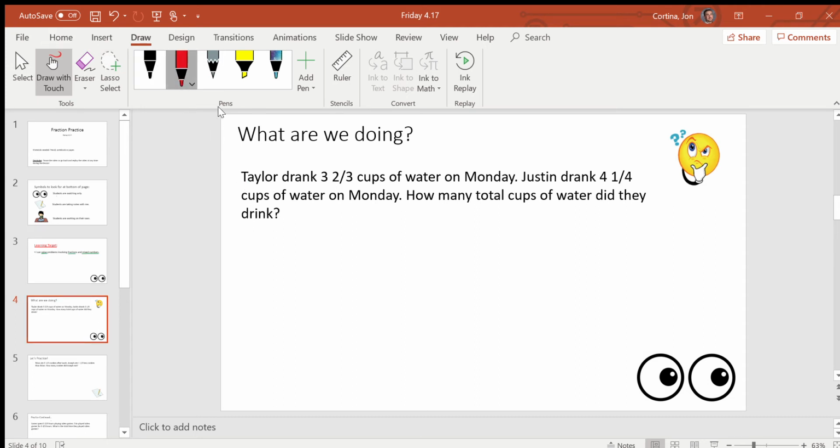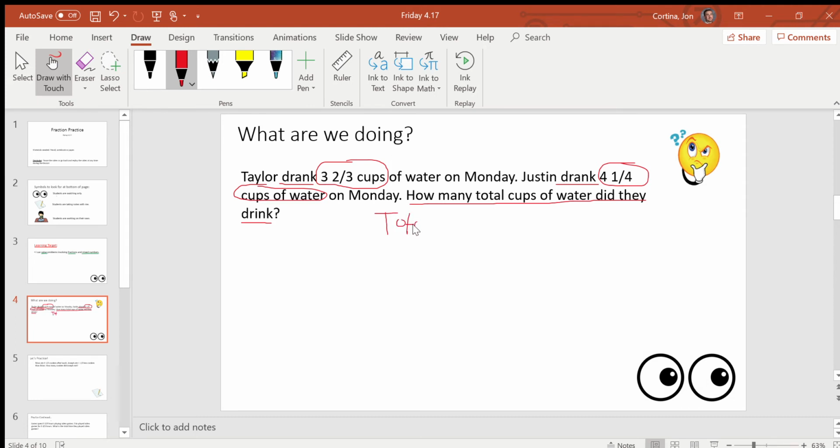Remember, we underline actions and questions, and we circle numbers with labels. Taylor drank is an action, 3 2/3 cups of water. It's a number with a label. We're going to circle it on Monday. Justin drank 4 1/4 cups of water on Monday. Another number with a label. How many total cups of water did they drink? So our question is asking how much total cups of water. So that's going to be our title for our problem.